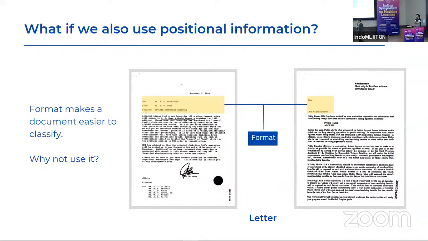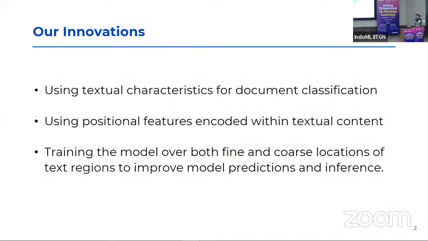So what if we also use the position information? If you try to visualize a particular document, and you have from, to, and subject information on the top left corner of the document, you can already get the idea that this might be a letter, right? So we use the position information in this case, and that is what we are implementing. These are our motivations. We are using the textual characteristics, fusing the position information along with them for the classification. Firstly, we use the coarse location and then the fine location for the document classification task.